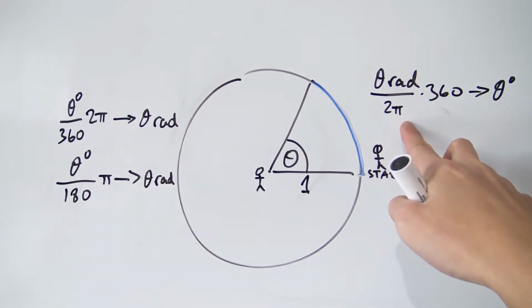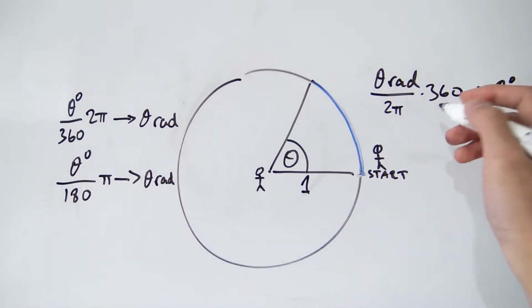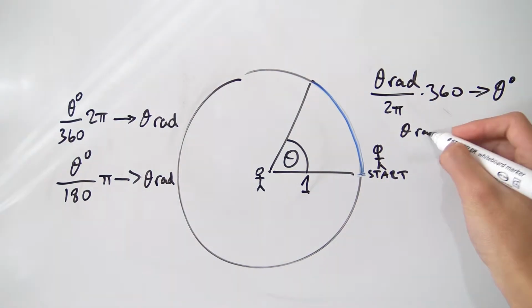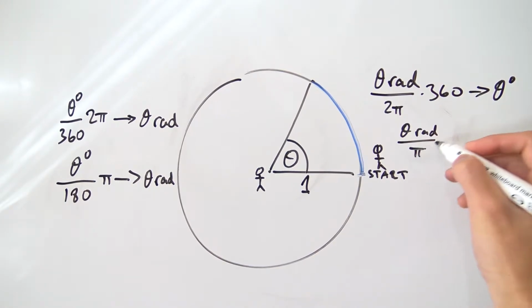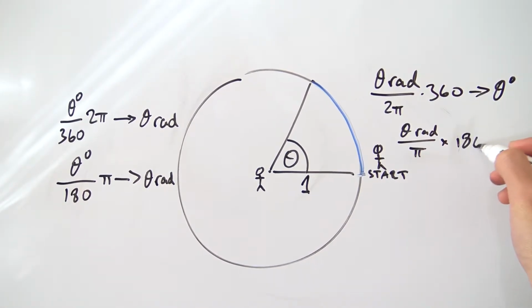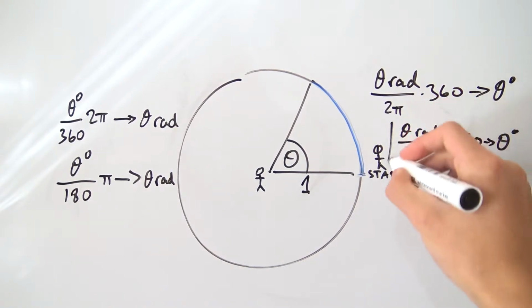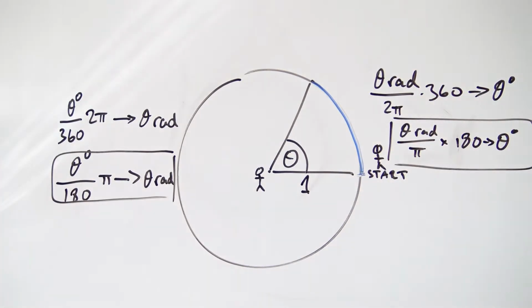And same deal as before, we can simplify things a little bit here. So we're going to get theta in radians over pi, but everything times 180. And that's going to get us to our angle in degrees. So let's compute a couple of examples now using these two formulas right here.